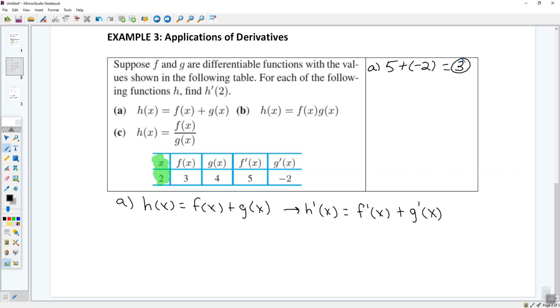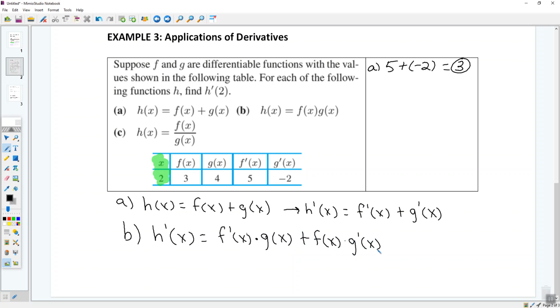Okay, now part B, a little more difficult, because part B is saying take f of x times g of x, okay? So in part B, let's write a rule for h prime of x. My friends, h prime of x would be, okay, f times g, isn't that a product? If I treat f of x like u and g of x like v, my derivative would be f prime of x times g of x plus f of x times g prime of x.